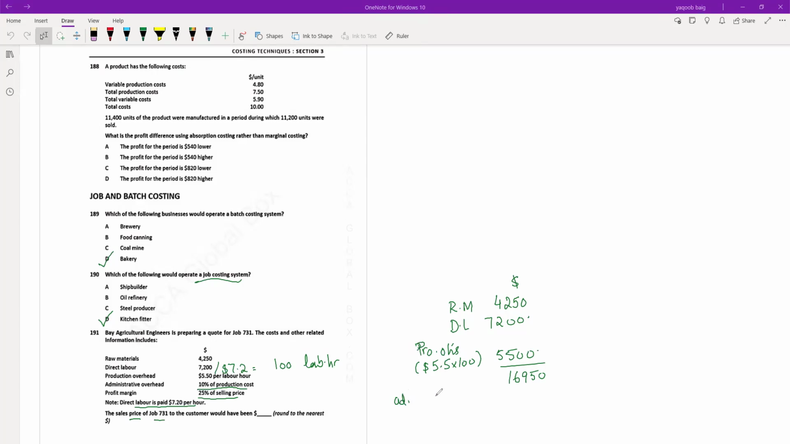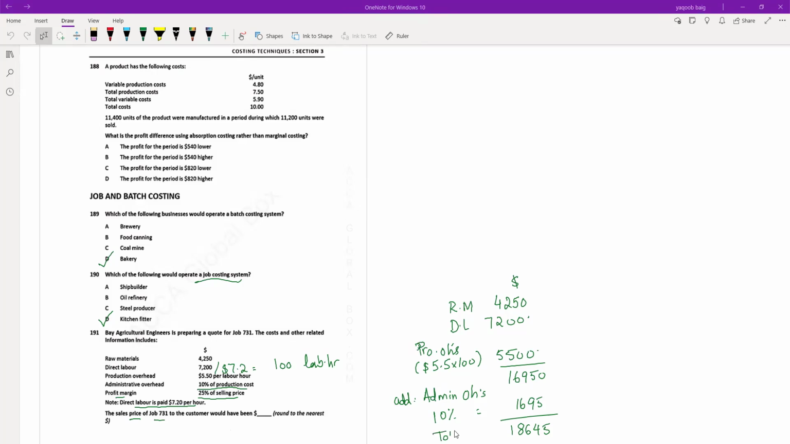Add administrative overheads, 10% of the production cost. So 10%, 1695, giving $18,645. Now we have profit margin of 25% on the selling price.